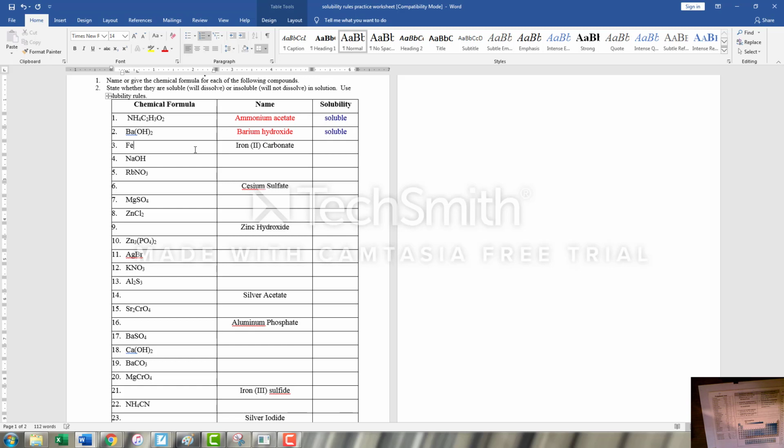Iron 2 carbonate, which would be FeCO3. I've got to look on my chart. I don't see carbonates on there. Carbonates are usually insoluble, except with group 1A. And iron is not a group 1A element, so that one is not soluble.